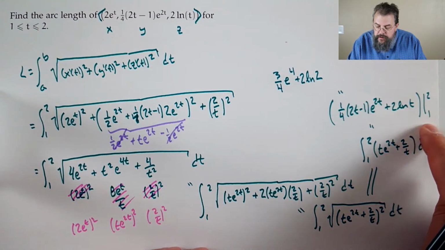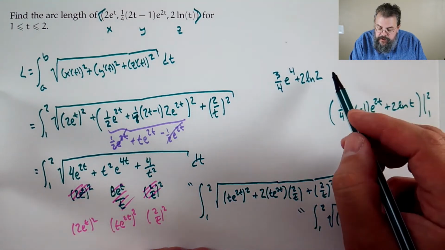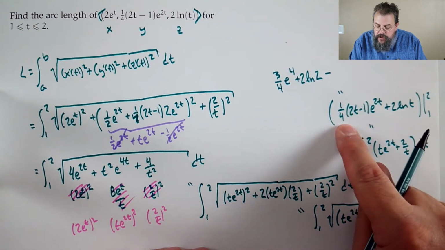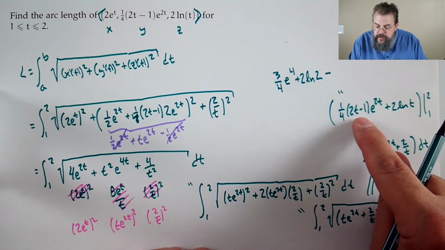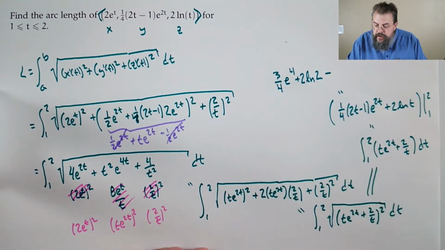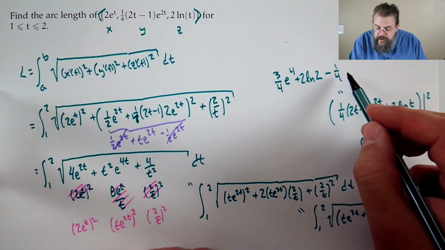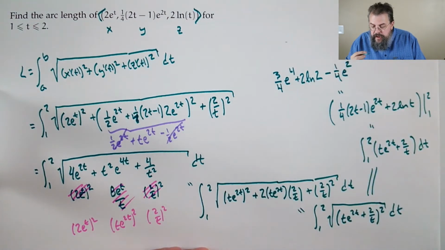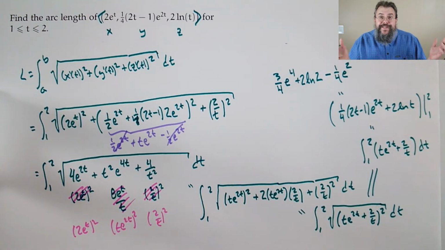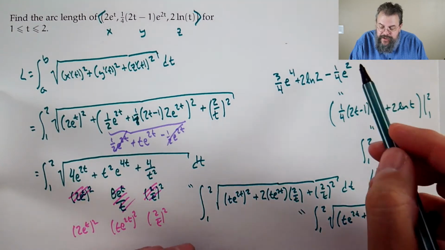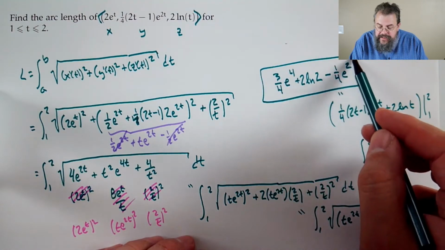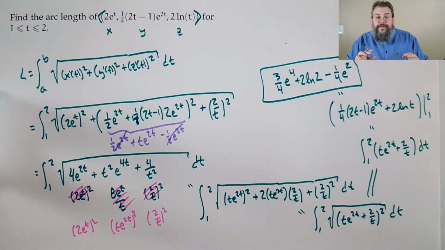Plug in 1. And we're going to subtract 1/4. Then here, 2 minus 1 is just 1. So it's going to subtract 1/4 e to the power 2. Okay, that's good. Cool. And then 2 log 1, and that's going to be subtracted. But 2 log of 1 is 0. Log of 1 is 0. So we say, that's the answer. And we're done.